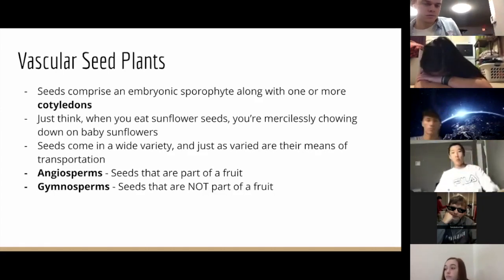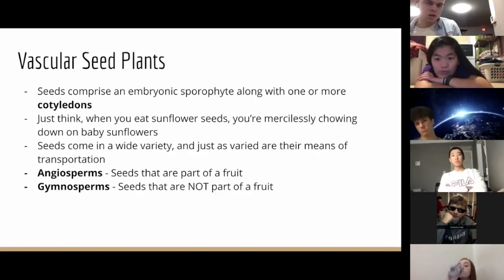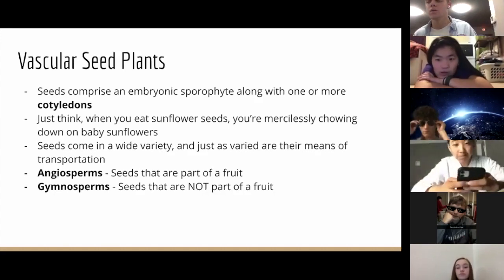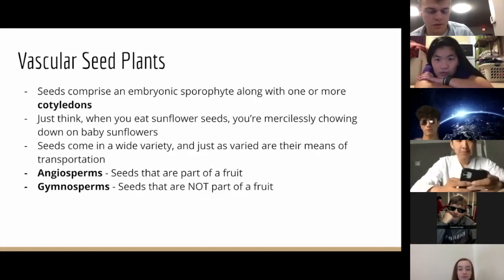Hold on one second. Seeds are going to comprise what's called a cotyledon. I'm not real sure how to completely say that word. Give me one second, guys.